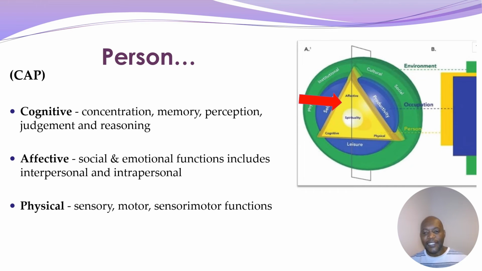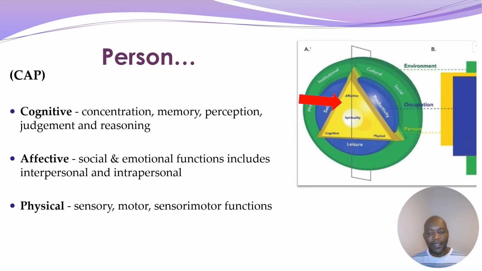Moving on to the third aspect of the person. And these three, sometimes they are referred to as CAP: cognitive, affective, and physical. So the cognitive aspect, this is mainly looking at components, for example, concentration, memory, perception, judgment, and reasoning. And then for affective, we're looking at the social and emotional functions, which includes interpersonal and intrapersonal aspects. So those emotions, the mood and things like that, they all fall under the affective.